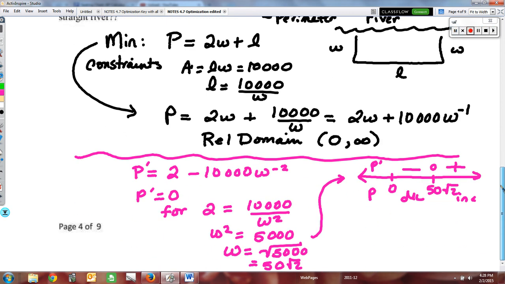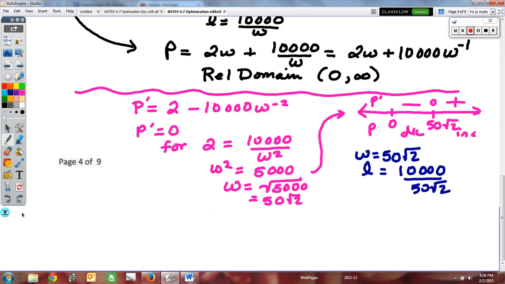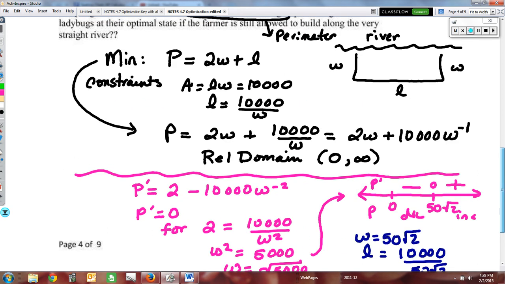So I want to find the P. What I know is that W equal to 50 square root of 2 is going to be my W that gives me the maximum. My length is going to be, over here, 100,000 over 50 square root of 2. Now what I need to find, though, in this problem, to answer the question that they asked me, is what is the perimeter at that point? What is the amount of fencing?